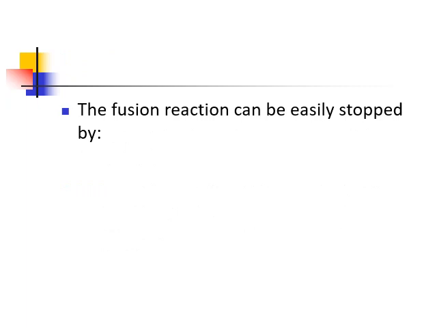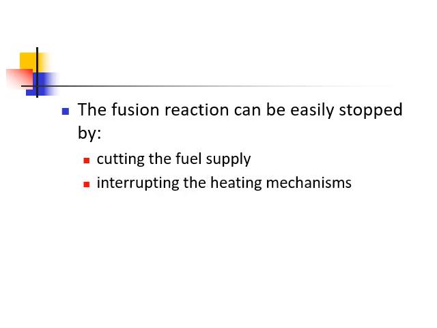We can stop the fusion reaction easily by cutting the fuel supply, stopping the heating. Or if there's any damage to the walls, it won't contain it. There's nothing really too much that can get out, it just won't do the heating and won't be close enough together.